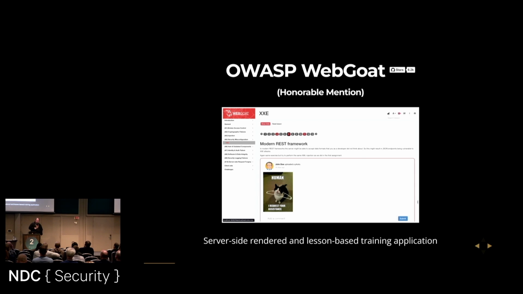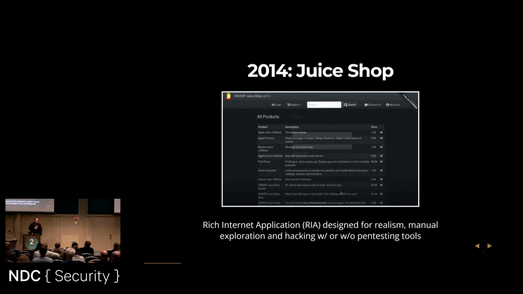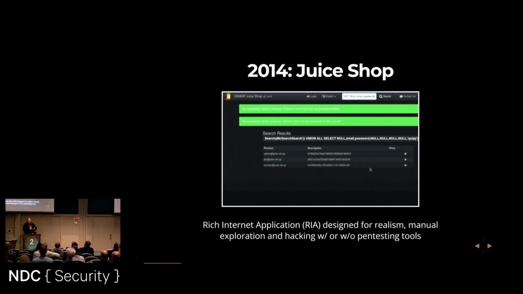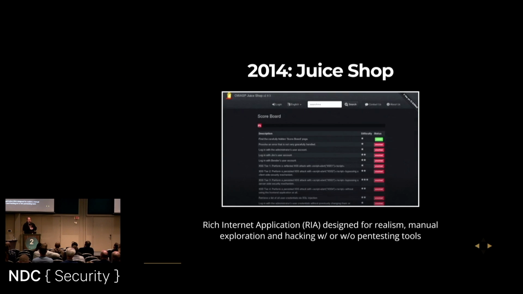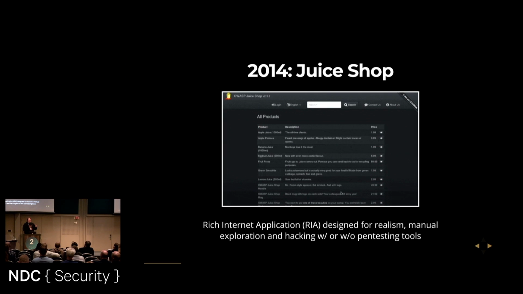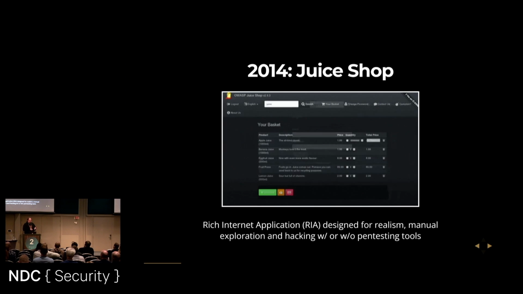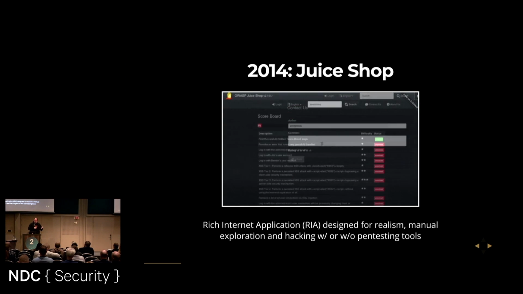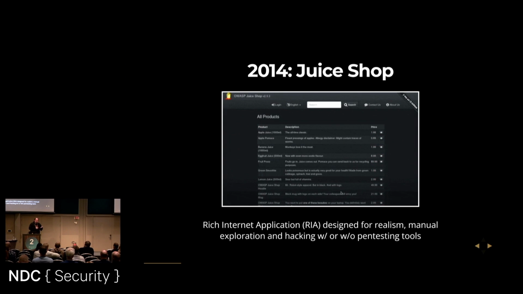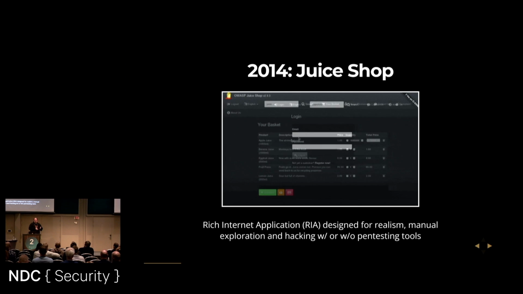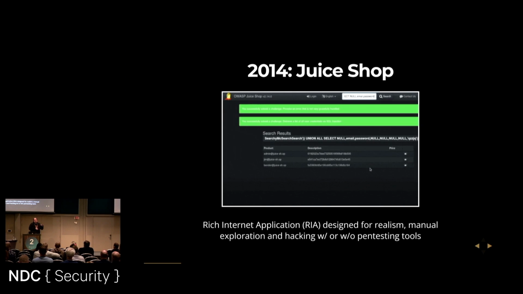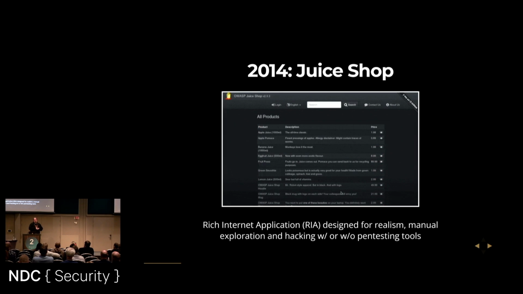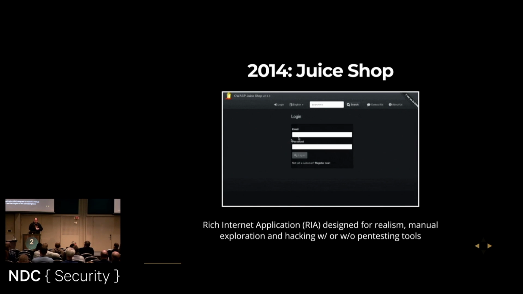That was my goal. And that's why in 2014, I actually started developing and also released the first version of the Juice Shop. So this is a rich internet application using Angular as a front end, Node.js back end, and it was already back then full of quite a few nice security vulnerabilities, and the idea was that it should be easy to explore manually, but you can also play around with tools to see if they find certain problems.